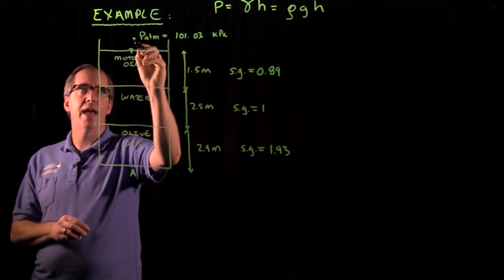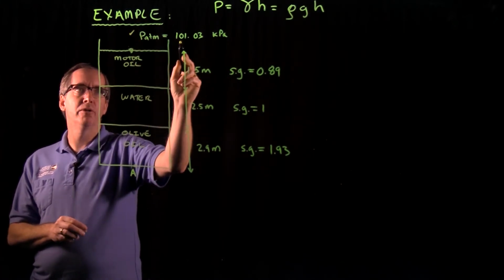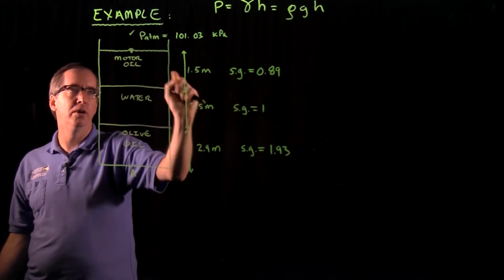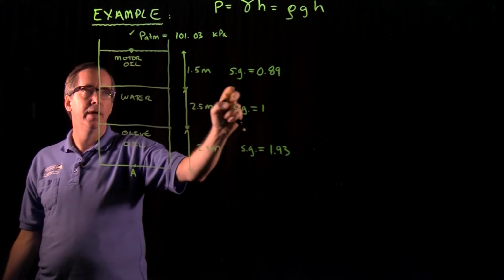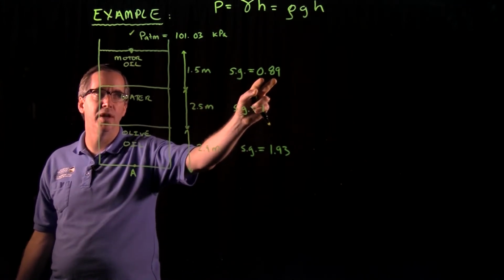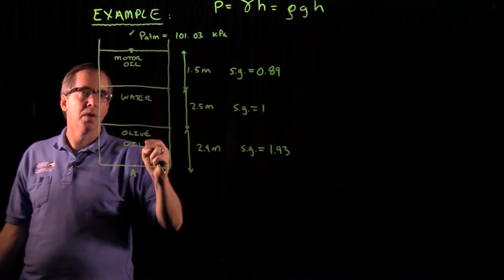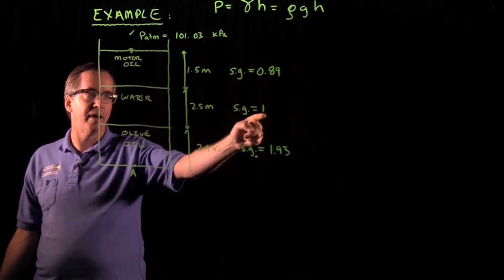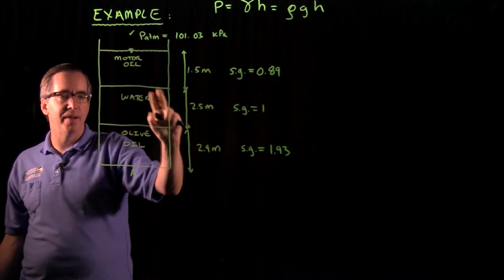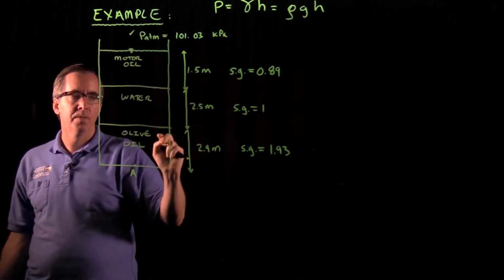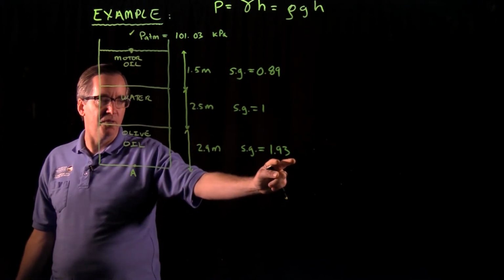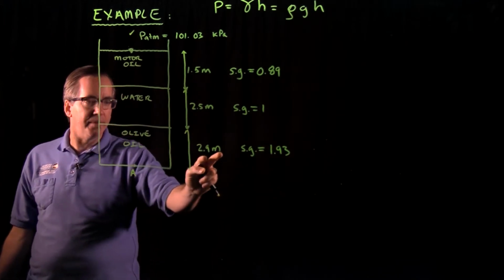We have a given atmospheric pressure of 101.03 kilopascals. We have a layer of motor oil that's 1.5 meters deep. The motor oil has a specific gravity of 0.89, so again, it's 89% the weight of water. We have water itself, so its specific gravity is 1, and we have 2.5 meters of that. And then at the bottom of everything, we have some olive oil, which is the heaviest of the solutions, right? It has a specific gravity of 1.93 at a depth of 2.9.